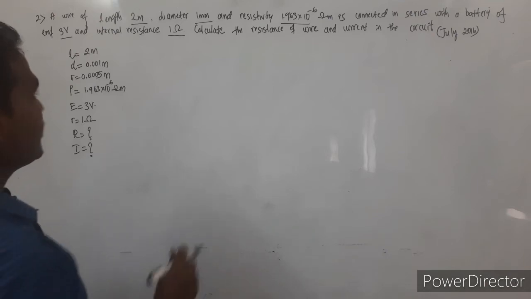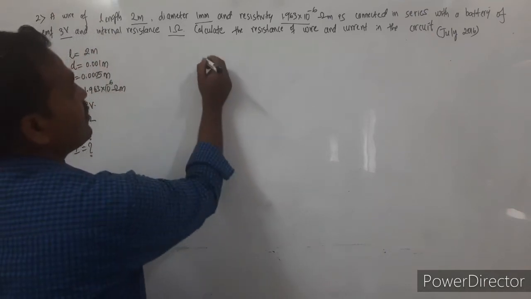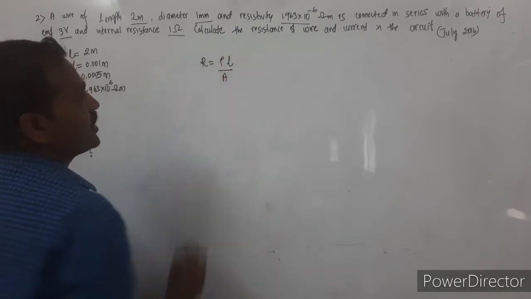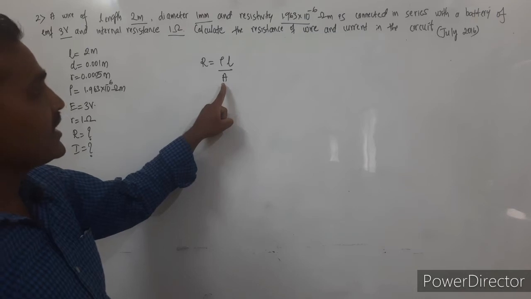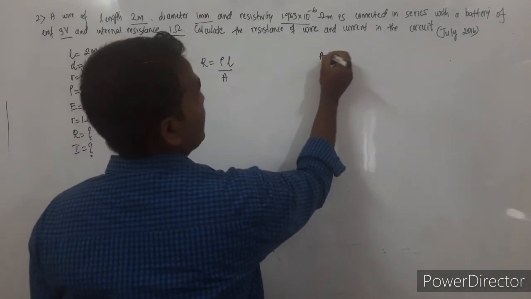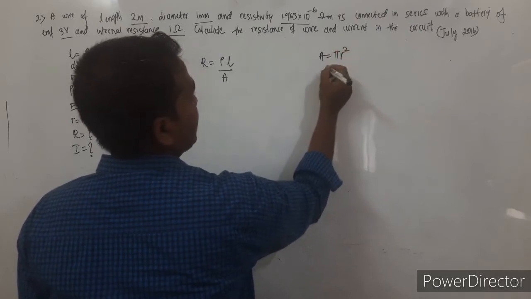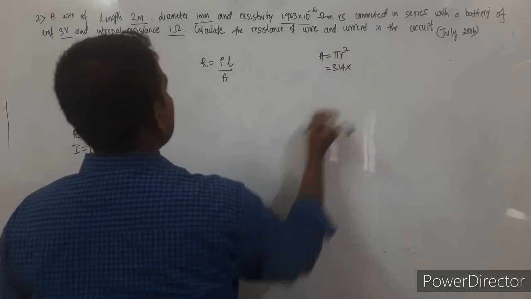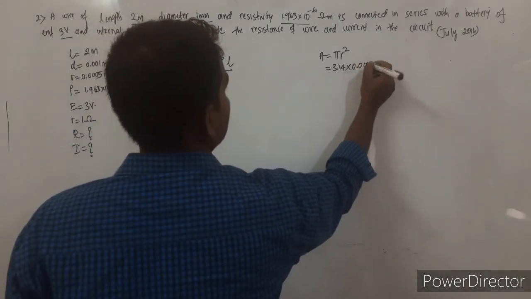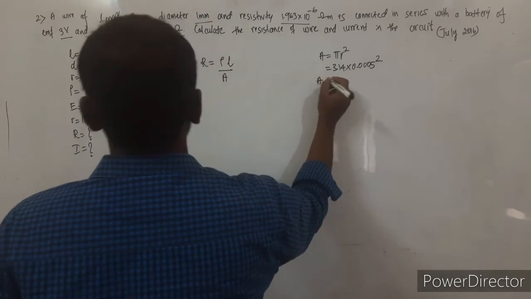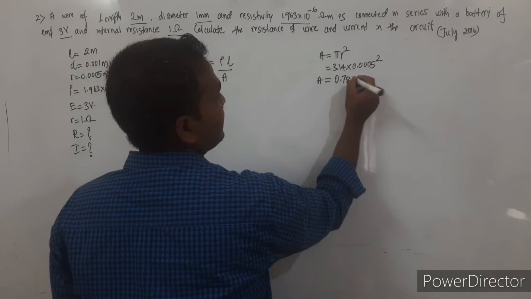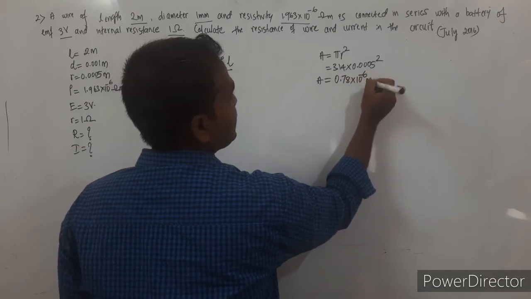By the definition of resistivity we have the equation R is equal to rho L divided by A. For this, first we have to find the cross sectional area of the wire, which is pi r square. That is 3.14 into 0.0005 square. After calculating this we get the area as 0.78 into 10 to the power of minus 6 meter square.